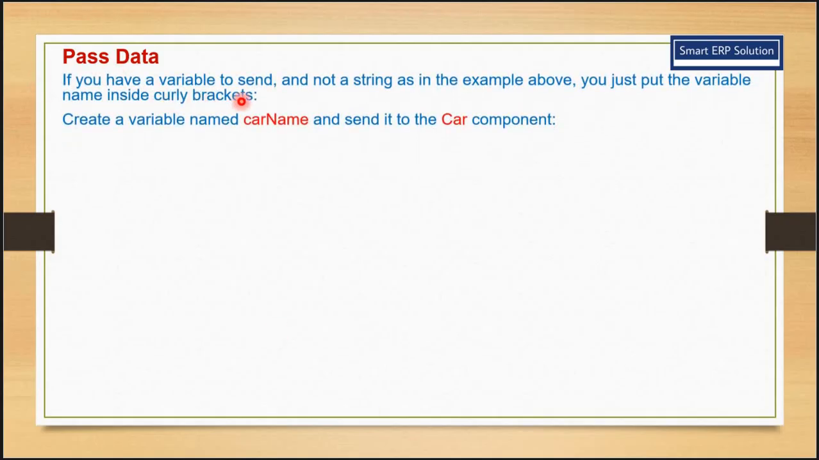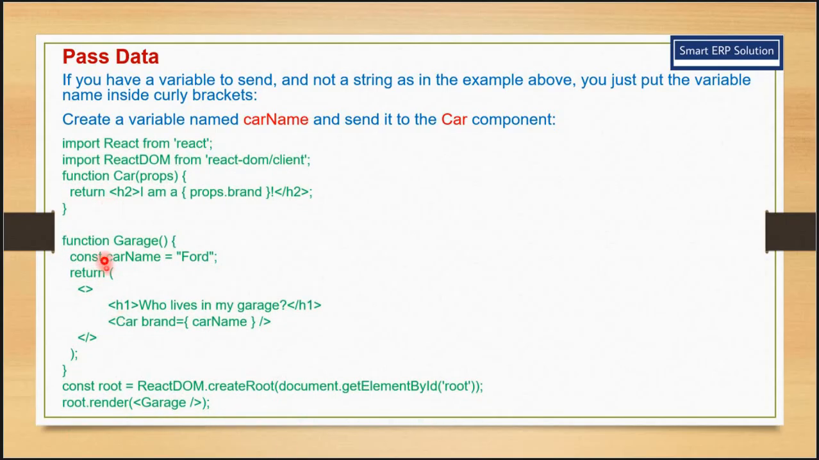If you have a variable to send and not a string, as in the example shown, you just put the variable name inside curly brackets. For example, create a variable named carName and send it to the car component. How? This is the sample code.